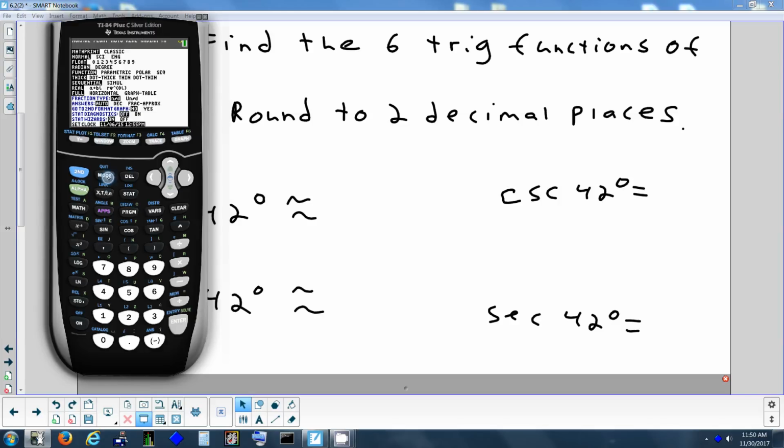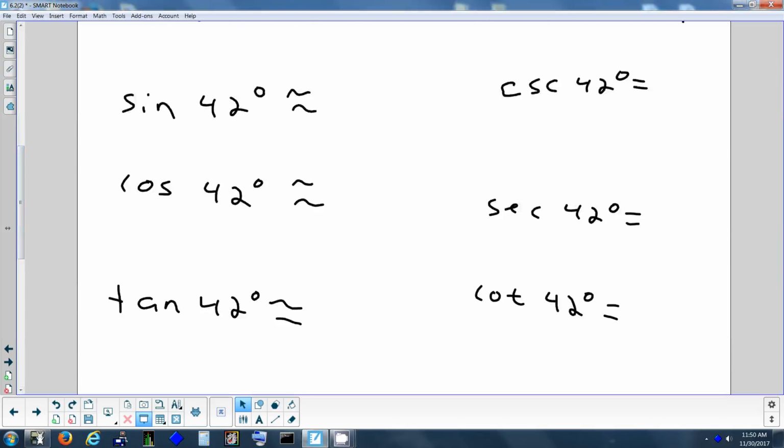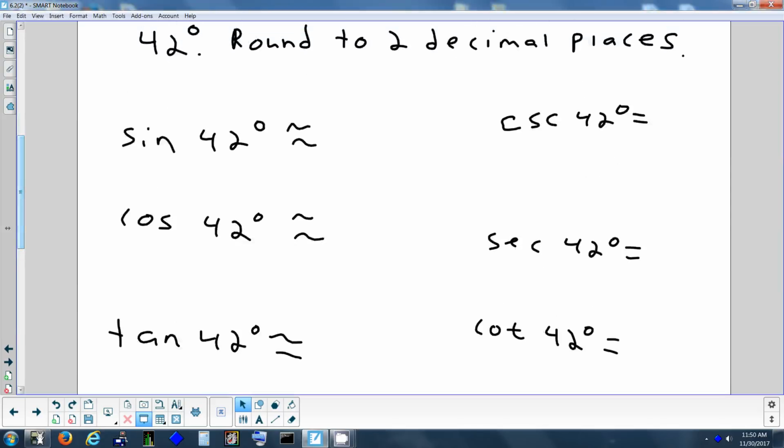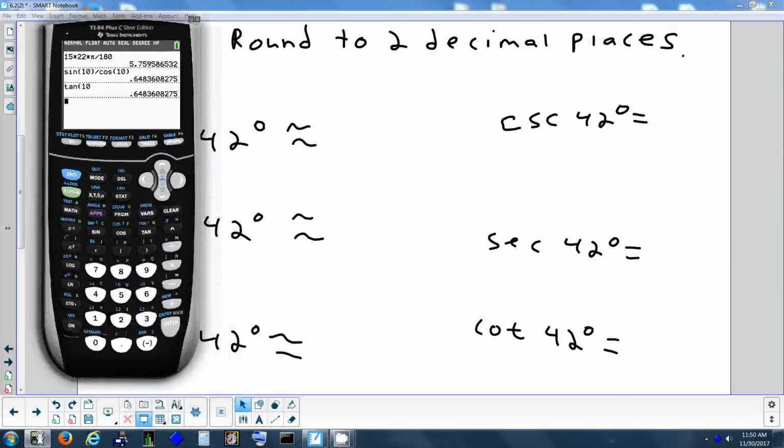All right, so I'm in degrees. How do you change the degrees? You press mode, and then you put it on degrees. Oh, I'm not in degrees. I thought I was. Now I'm in degrees, and it should change to degrees at the top. And now just type it in.